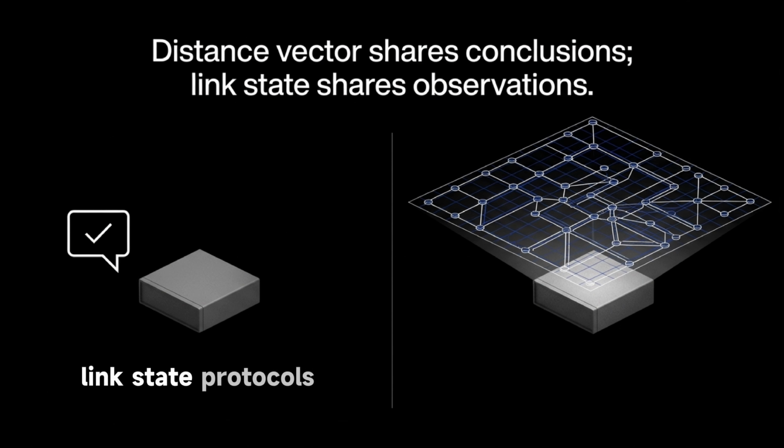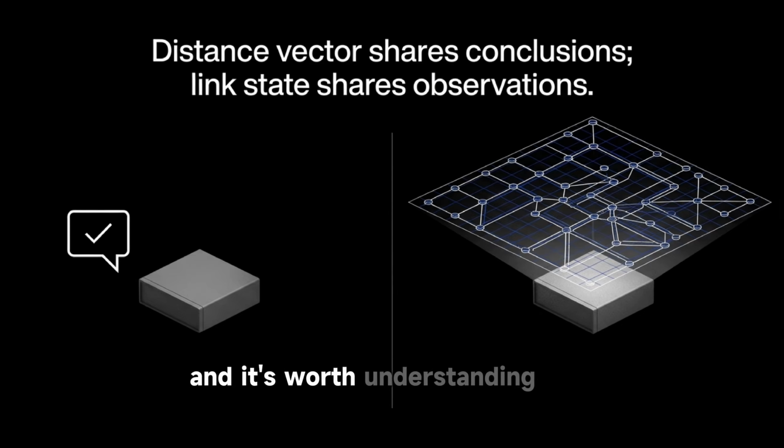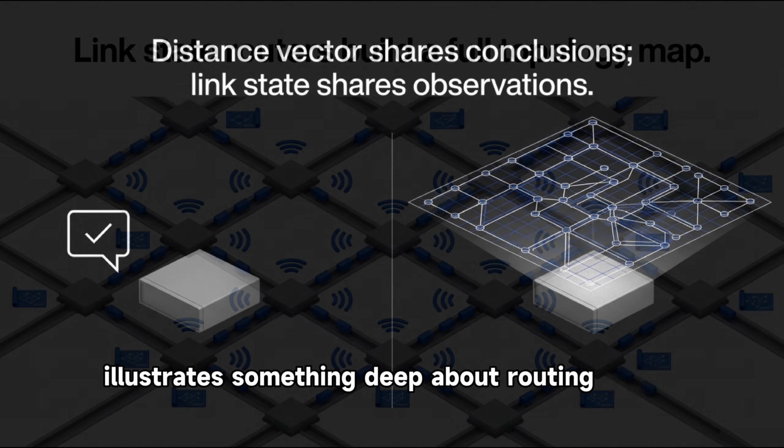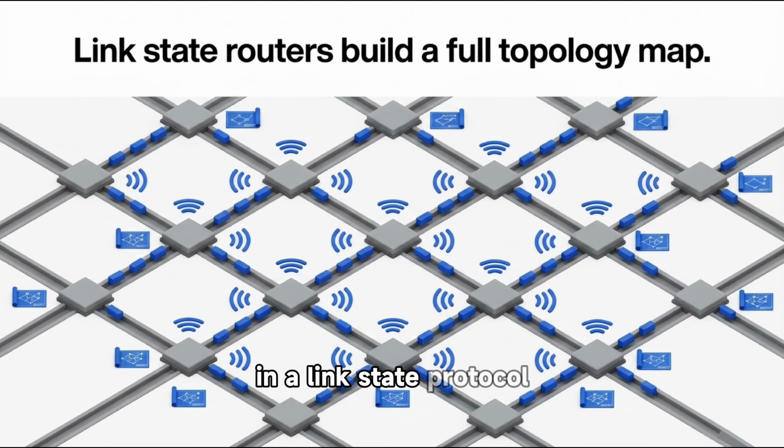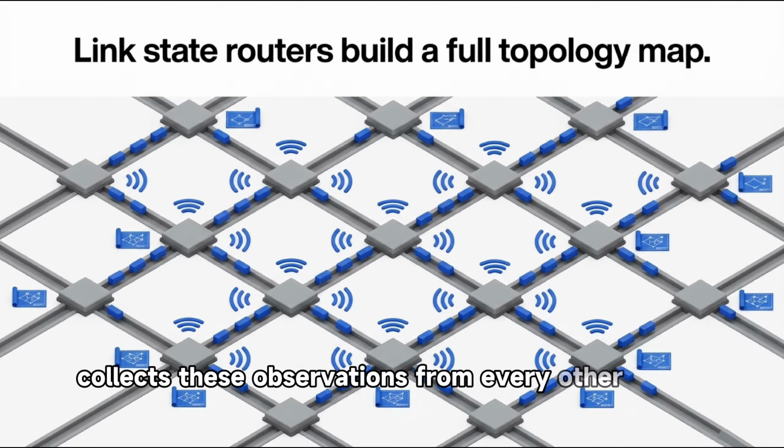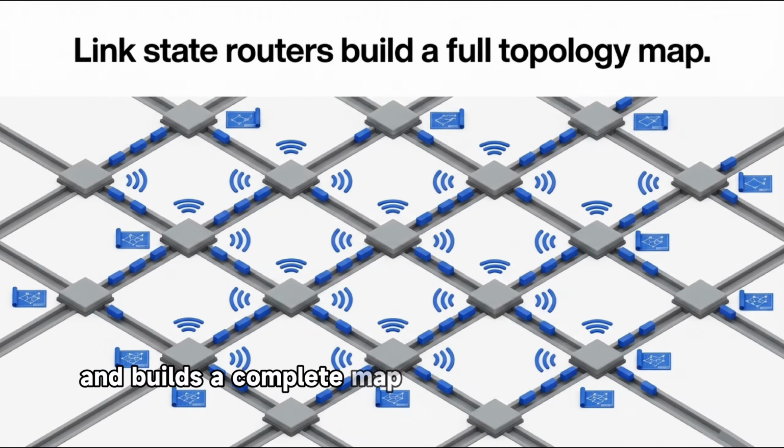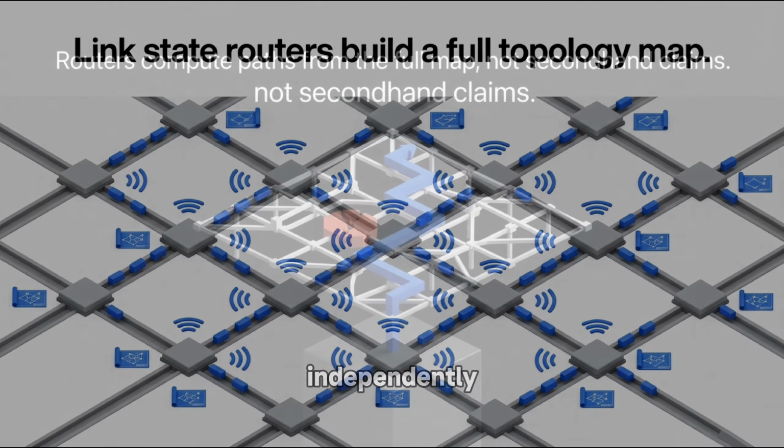Link state protocols, like OSPF, handle this far better, and it's worth understanding why, because the difference illustrates something deep about routing design. In a link state protocol, routers don't share conclusions. They share observations, the direct state of their own links and neighbors. Every router collects these observations from every other router and builds a complete map of the network topology independently.